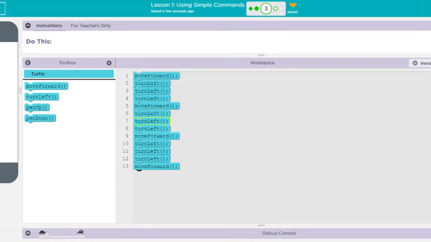Move forward. Making my right hand turn. Move forward. Making my right hand turn. Move forward. I need to be facing in the up direction. So I'm going to need to turn left 1, 2, 3 more times.